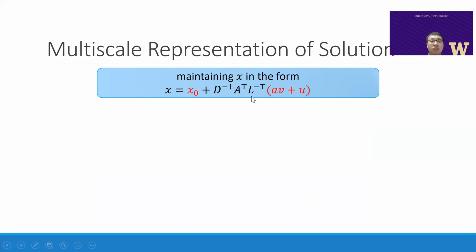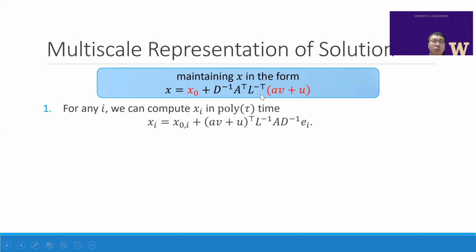So we maintain the solution vector x in the following form. We call this form a multiscale representation, and we call the red part the multiscale coefficients. We know that for any coordinate i, we can compute x_i in poly tau time, because even though L inverse transpose is very hard to deal with, when we are only interested in a single coordinate of x, we can take the transpose. So here, the L inverse A D inverse e_i is very easy to compute, and hence we can compute x_i in poly tau time.